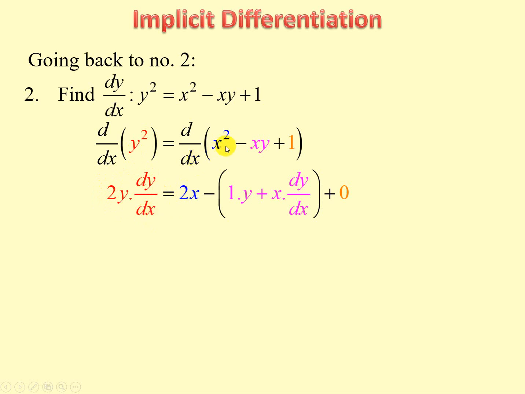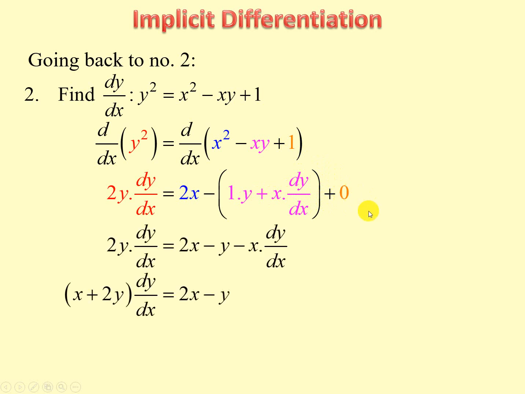Derivative of x squared is 2x. Derivative of xy, there we go, derivative of x times y, plus x times derivative of y, plus 0. We don't have to write that, but I'm showing it so that it's not lost along the way. Multiplying out, bring dy by dx to one side and take out a common factor of dy by dx, and divide. And there is our derivative using implicit differentiation.